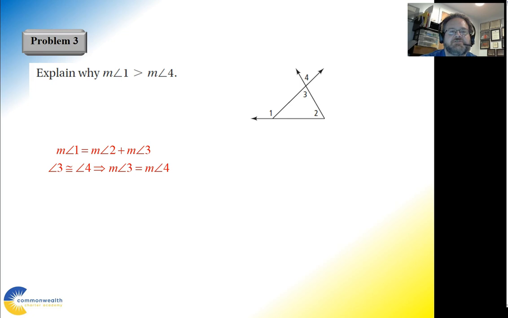Since angle 3 is congruent to angle 4, their measurements are the same. So the measurement of angle 1 is basically equal to the measurement of angle 2 and angle 4 added together. Since it's the sum of those two angles, if I just compare angle 1 and angle 4, the measurement of angle 1 has to be greater than the measurement of angle 4.